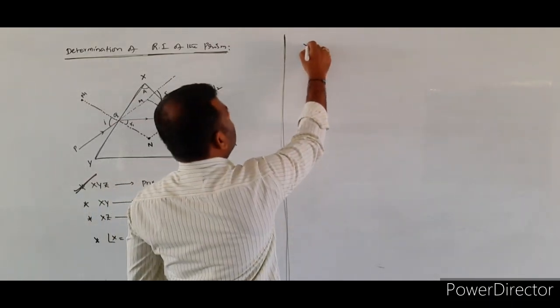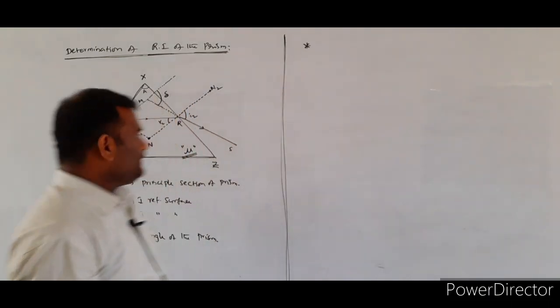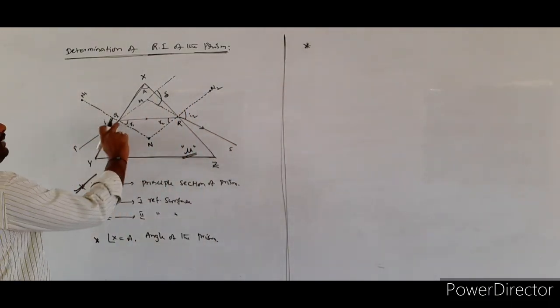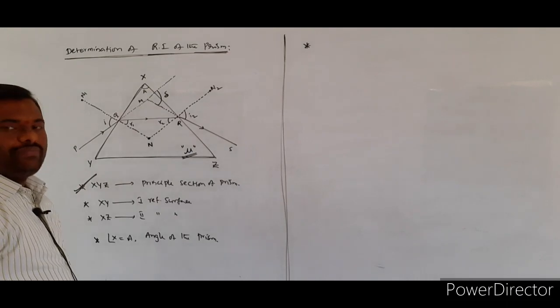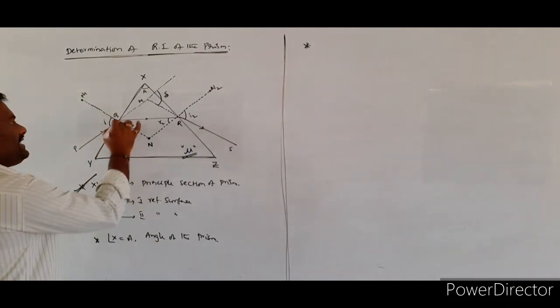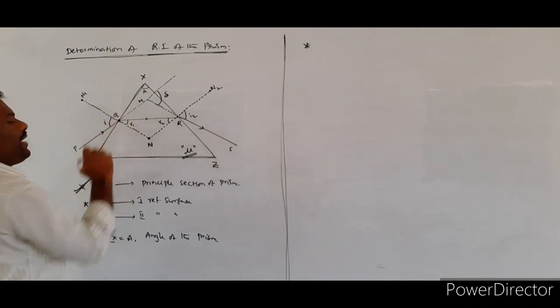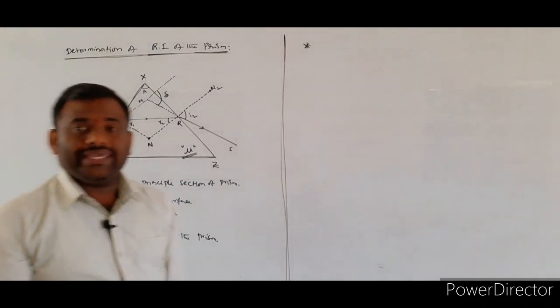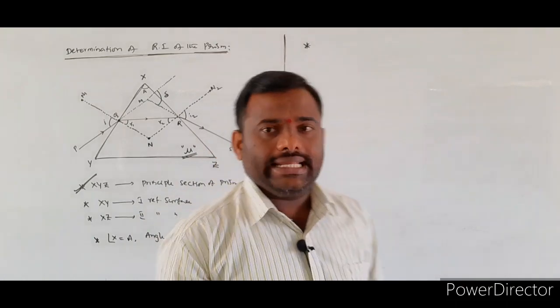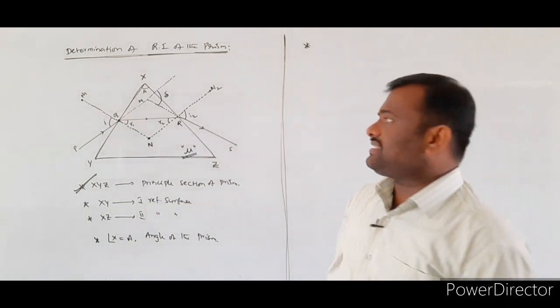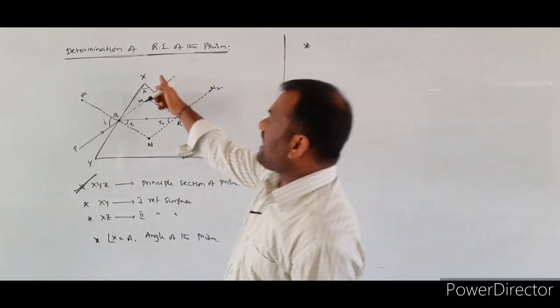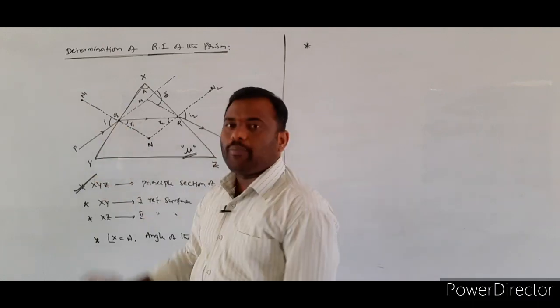Now I am assuming that PQ is the incident light ray, which is incident on the first refracting surface XY at the point Q. So PQ indicates the incident light ray which is incident on the first refracting surface XY at the point Q.